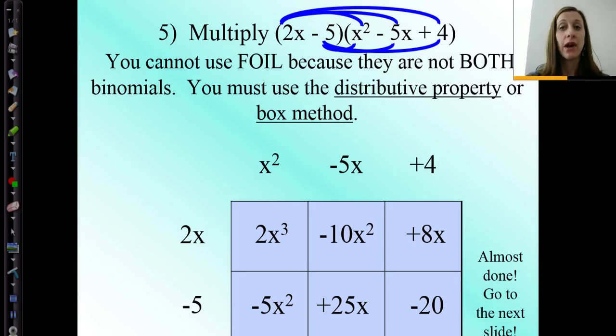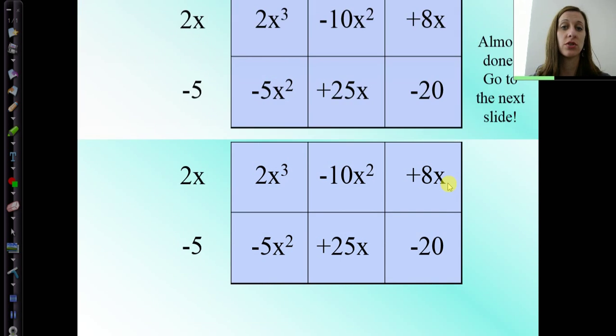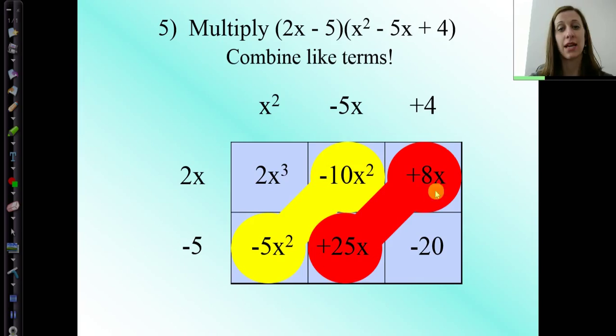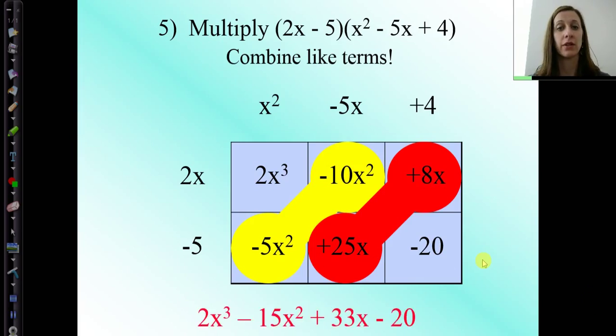Okay, so now we need to combine like terms. If you use the distributive property, these 6 terms you should just have lined up straight across on your paper. And now you need to go through and search for your like terms. So our like terms are negative 5x squared and negative 10x squared, and then 25x and 8x. So we're just going to combine those and write out our final polynomial answer. So when you're done, you should have 2x to the third minus 15x squared plus 33x minus 20. I hope you learned something new, and I look forward to seeing you in class.